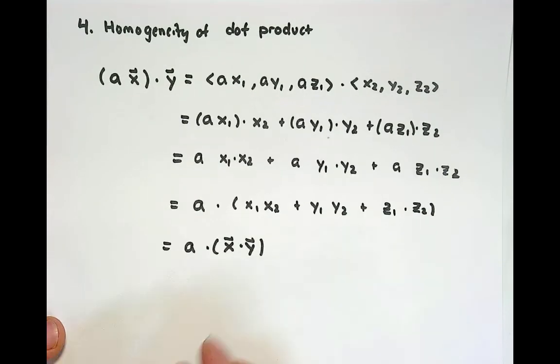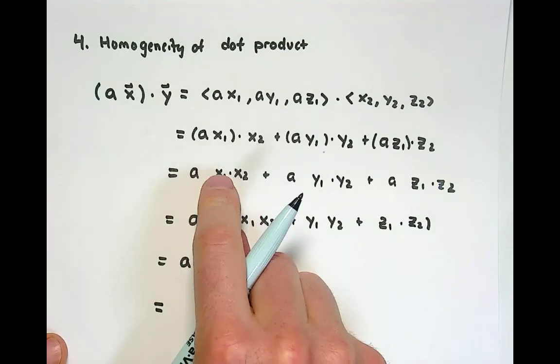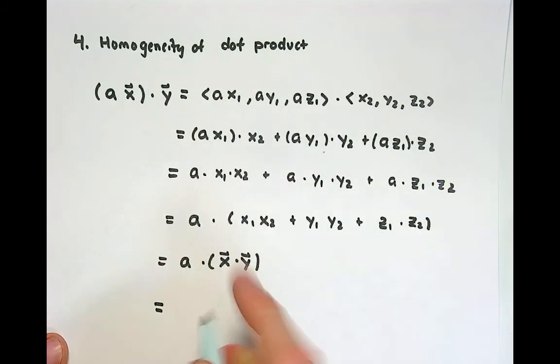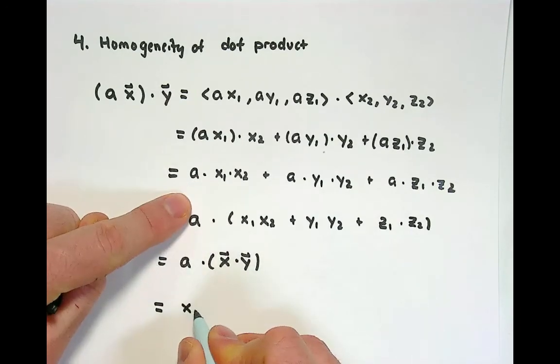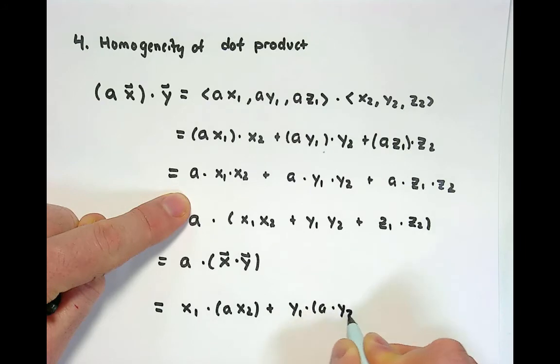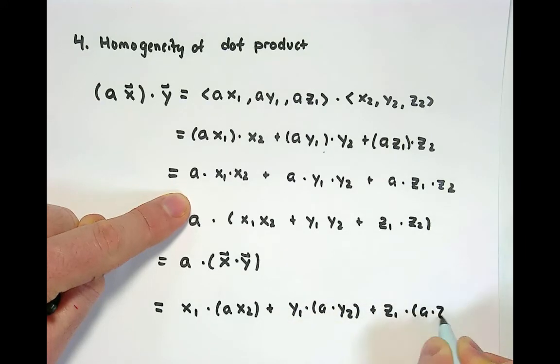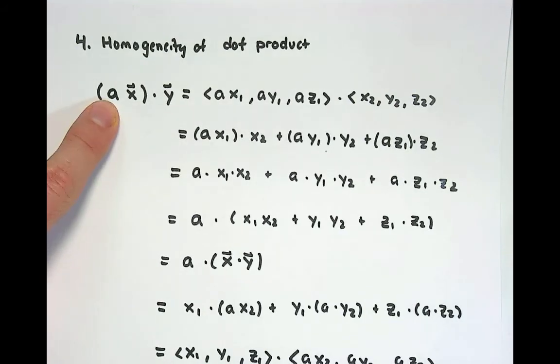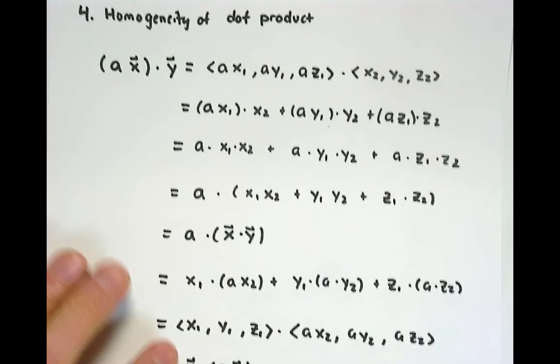But I also wanted to show you that we could do the same thing up here when I have a outside. Because each of these multiplications happens in the real numbers, these are all commutative, which means I could bring the a in between and then reassociate. So this could be a times x2, y1, a times y2, z1, a times z2. And the reason that that's important is now this is x1, y1, z1, dotted with ax2, ay2, az2, which is just x dot ay, which means it doesn't matter where the scalar is at the beginning.